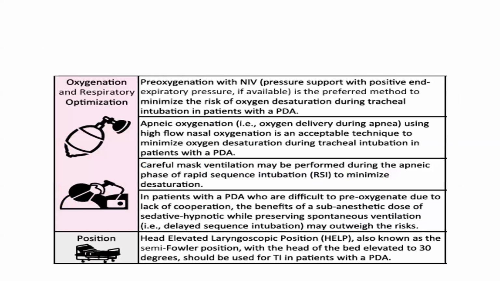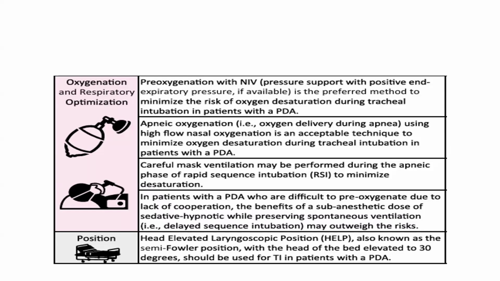Then about oxygenation and respiratory optimization. Pre-oxygenation with NIV is the preferred method to minimize the risk of oxygen desaturation during tracheal intubation in patients with physiologically difficult airway. Apneic oxygenation using high flow nasal oxygenation is an acceptable technique to minimize oxygen desaturation during tracheal intubation. Careful mask ventilation may be performed during the apneic phase of rapid sequence intubation to minimize desaturation.